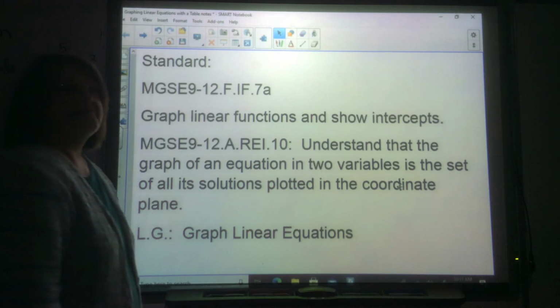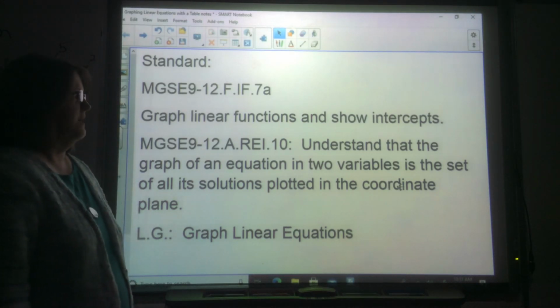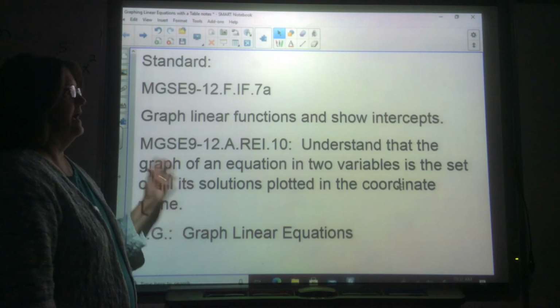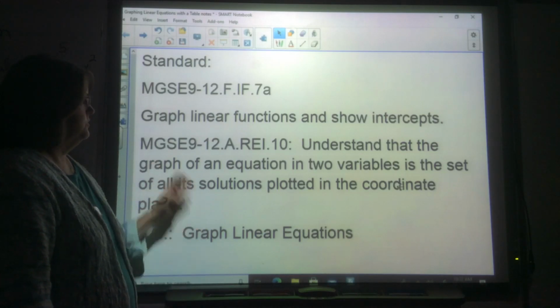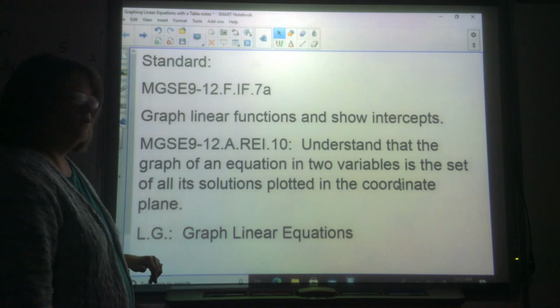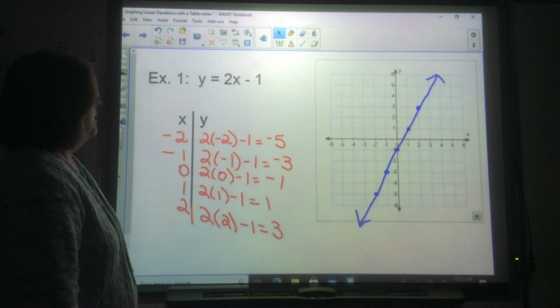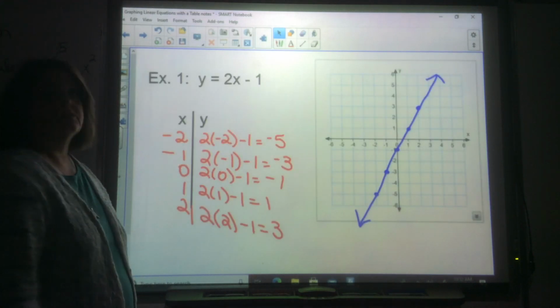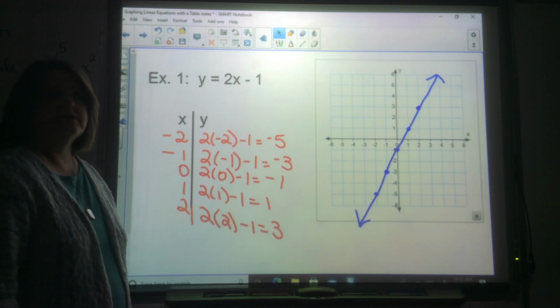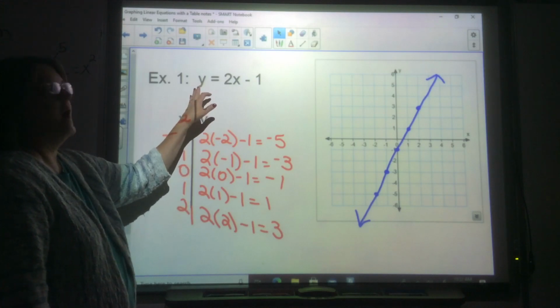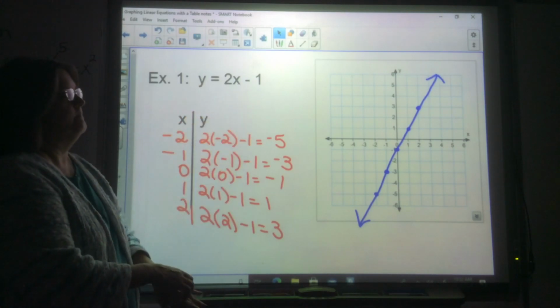Okay, we're going to be graphing lines today with a table, and you can see that our standards are here, but we're graphing linear equations. All right, we're going to start with an XY table. We'll learn to do this in another video without an XY table. But we have the line y equals 2x minus 1.